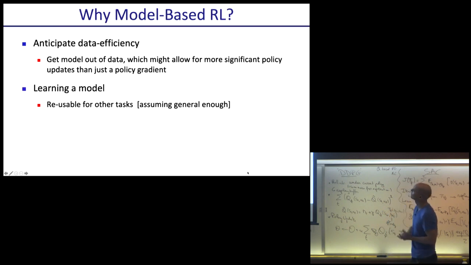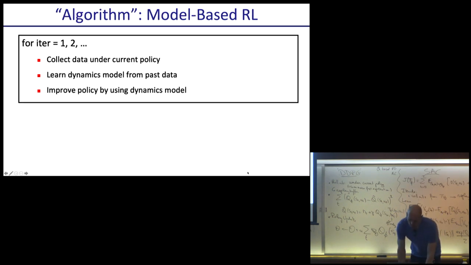You would anticipate better data efficiency because you get a model out of data rather than directly updating policies or value functions. And you learn a model, which could be nice because now if your reward function changes, you could use that same model to learn against a new reward function and have a new policy against a new reward function. So again, here's the algorithm. Benefits: better sample efficiency, hopefully.